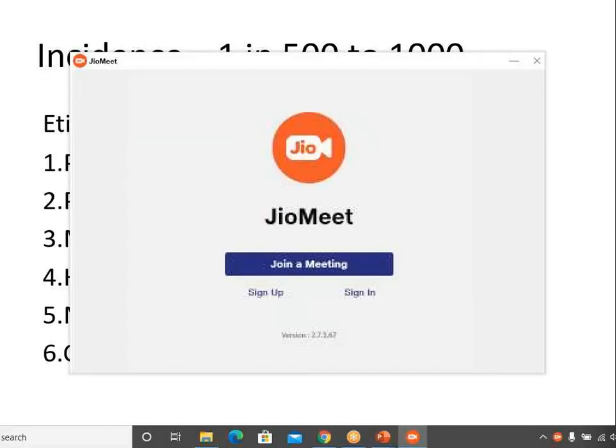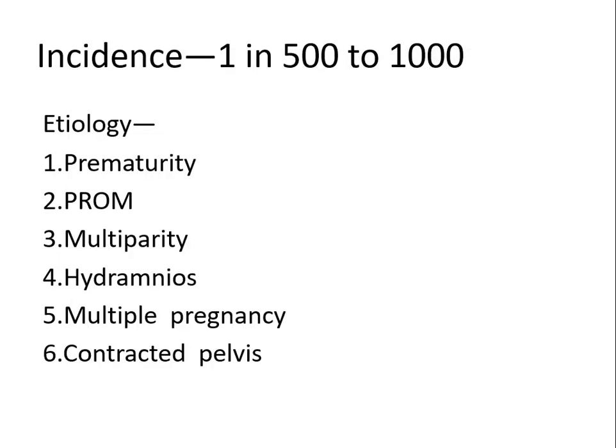Then, in multiple pregnancy, there is more than one fetus. So when two fetuses or more are present, both of them will not be in the cephalic presentation or breech presentation always, isn't it? So they try to just adjust towards each other. So malpresentations will be there. So gaps will be there.